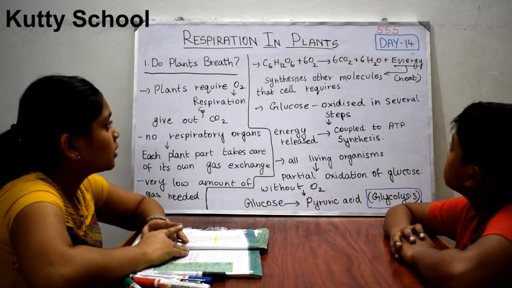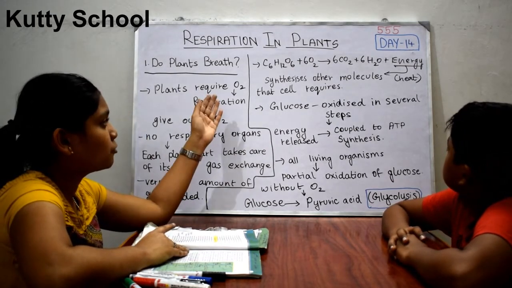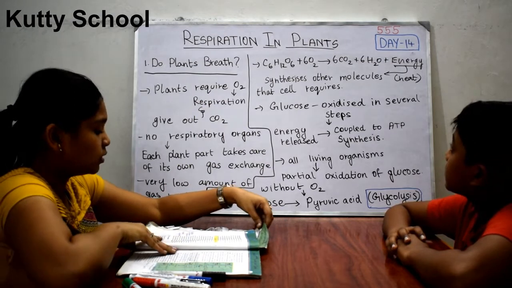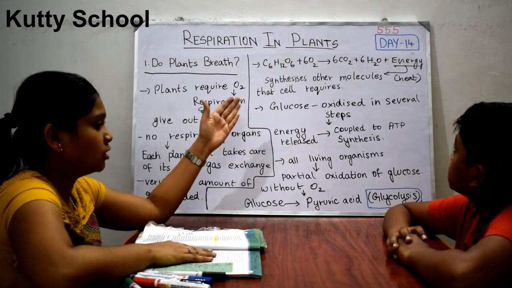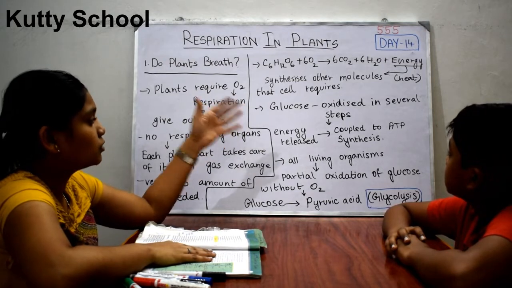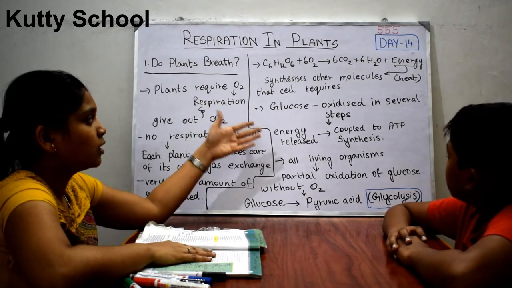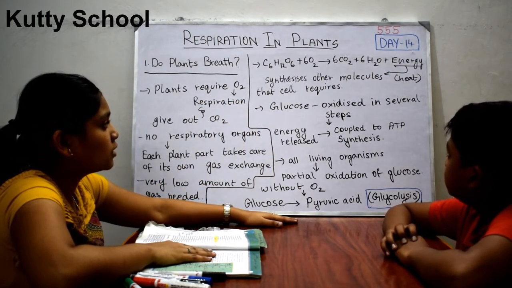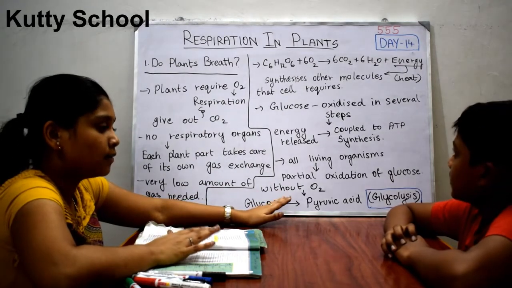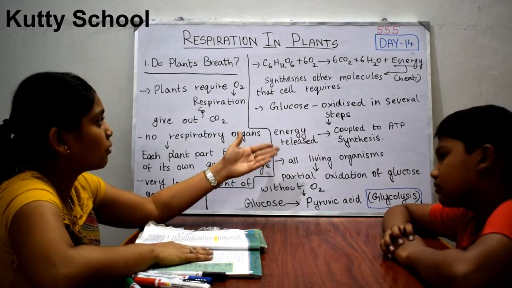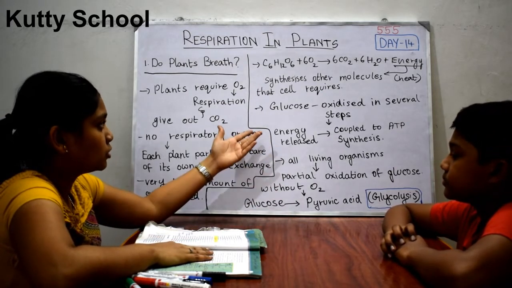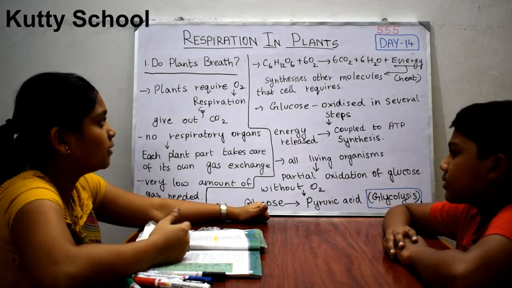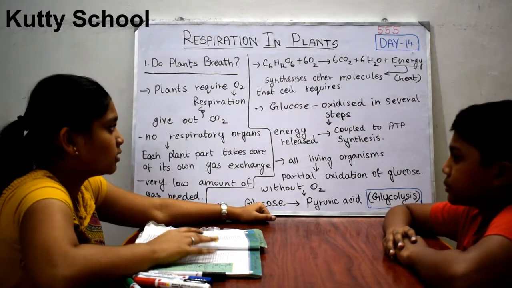In the breakdown of glucose, C6H12O6, the complete combustion of glucose in the presence of 6O2 gives 6CO2 plus 6H2O plus energy. So it gives out carbon dioxide, water, and energy. This energy is not all released as heat. Some energy is required to synthesize other molecules, like rubber, latex, and whatever molecules are needed. The cells prepare and synthesize those molecules.